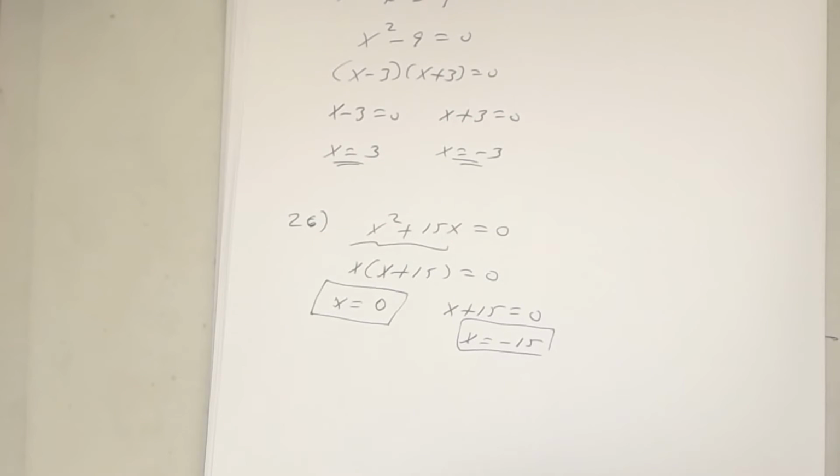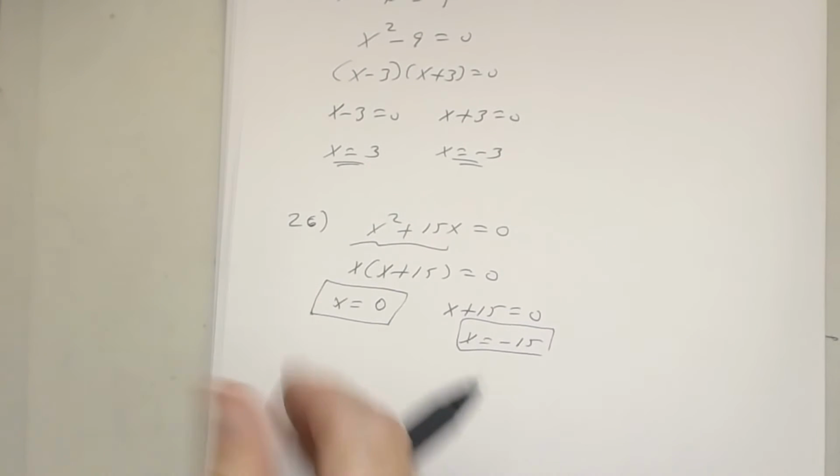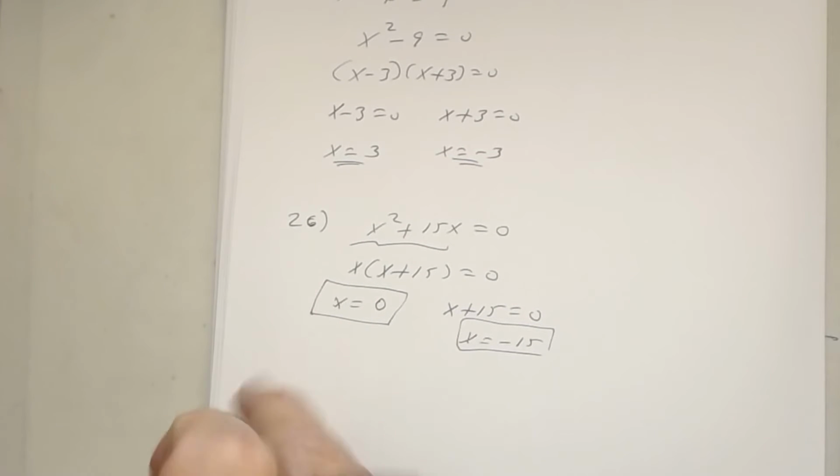Okay. So notice in number 26, you had a GCF other than 1. So you factor out the GCF. And that GCF is a factor. You set it equal to 0.